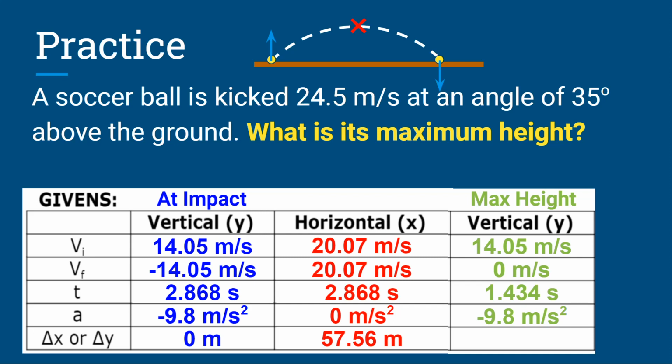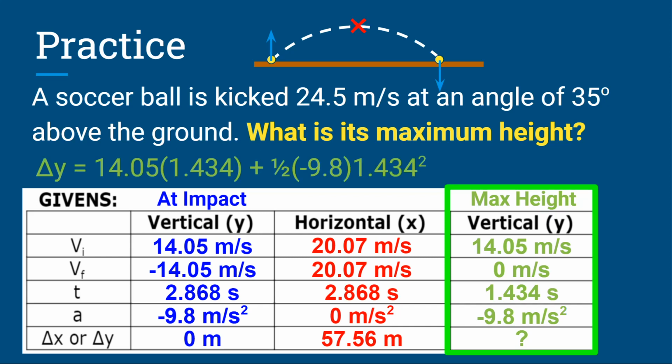Okay, and so now I can solve for that displacement vertically using the information in this column and only in this column. Don't mix, okay, just that column. And so if I want to find that max height, I'm going to go ahead and use this equation. It's the third one on my board. On my board it says delta x equals v_i t plus 1/2 a t squared. I went ahead and labeled it as delta y because technically it's my vertical displacement. And so I have delta y equals my initial velocity, 14.05, times my time, at least half of my time because I'm just looking to go halfway. Okay, and then plus 1/2 times negative 9.8 times 1.434 squared.